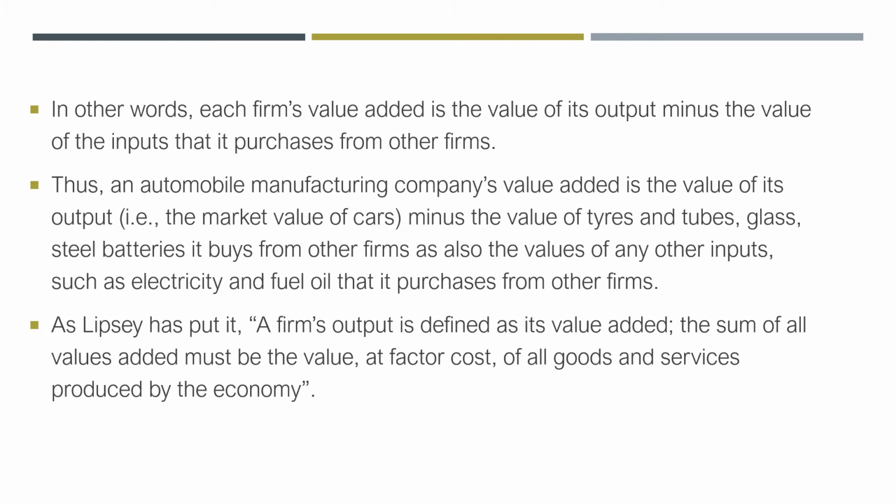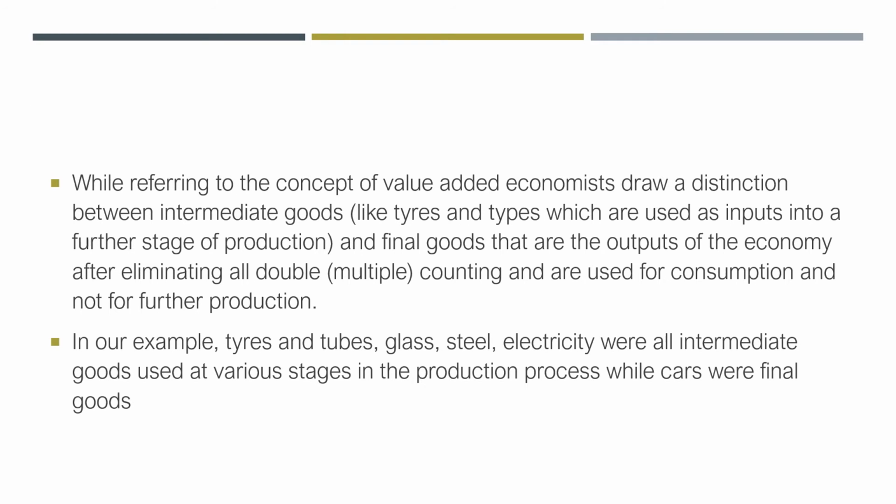If you look into the words of Lutzi, you can see that a firm's output is defined as its value added. The sum of all values added must be the value at factor cost of all goods and services produced by the economy. While referring to the concept of value added, economists draw a distinction between intermediate goods and final goods. You have to understand the difference between intermediate goods and final goods.